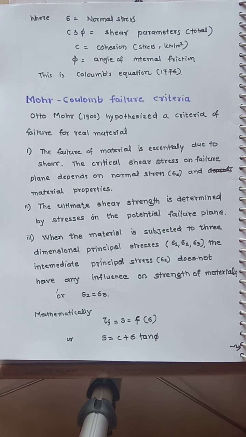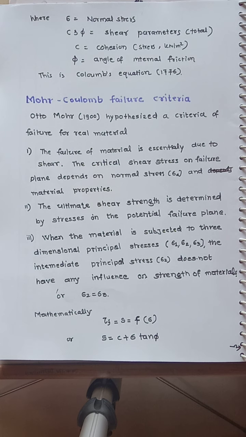1776. Okay, later on in 1900, Otto Mohr hypothesized a criterion of failure. Means he again studied this Coulomb failure criterion, and he modified it. And he recommended the following points. The first, failure of material is essentially due to shear. This statement is very important, particularly for soil.